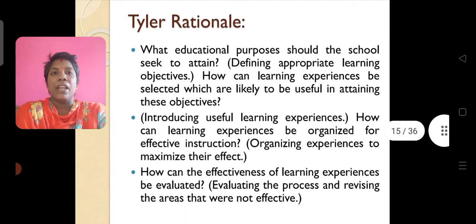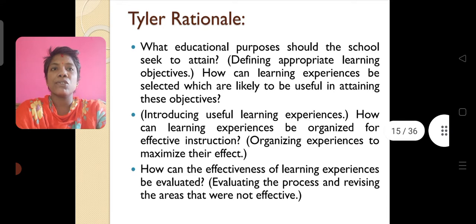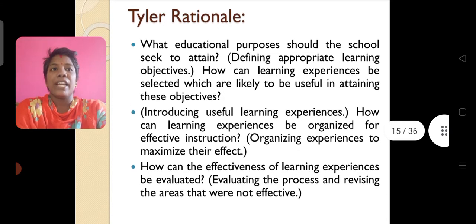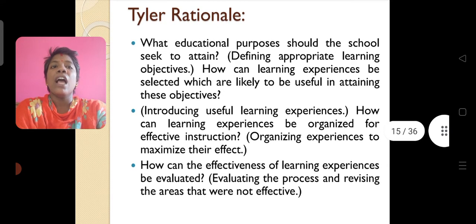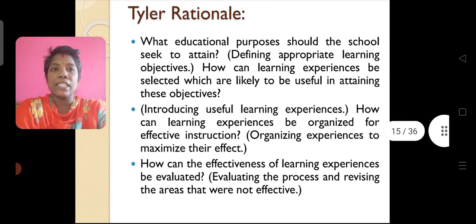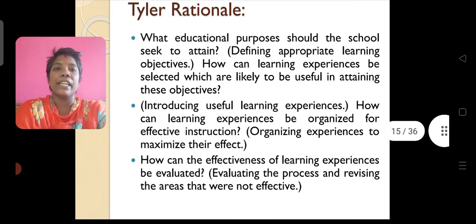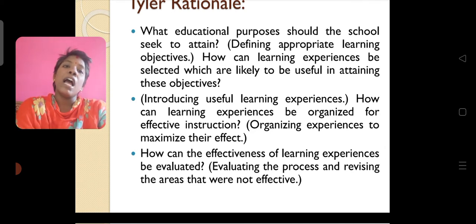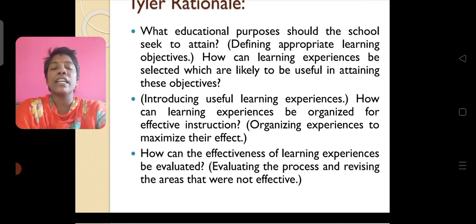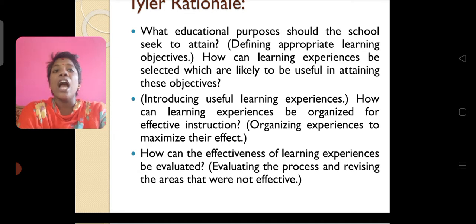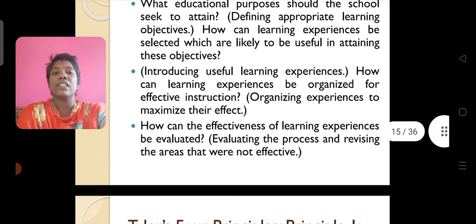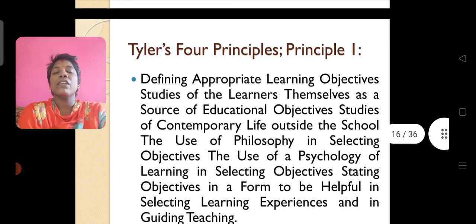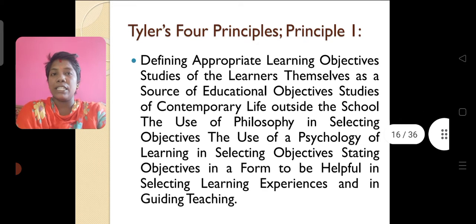Taylor's rationale. What educational purposes should the school seek to attain? Defining appropriate learning objectives. How can learning experiences be selected which are likely to be useful in attaining these objectives? Providing useful learning experiences. How can learning experiences be organized for effective instruction? How can the effectiveness of the learning experiences be evaluated? Evaluate the process and revise the areas that were not effective. So we are going to answer this based on the 4 principles.